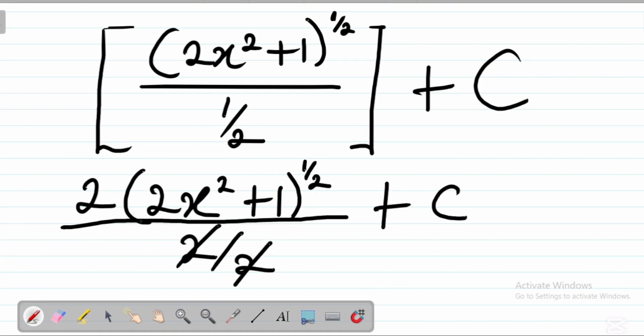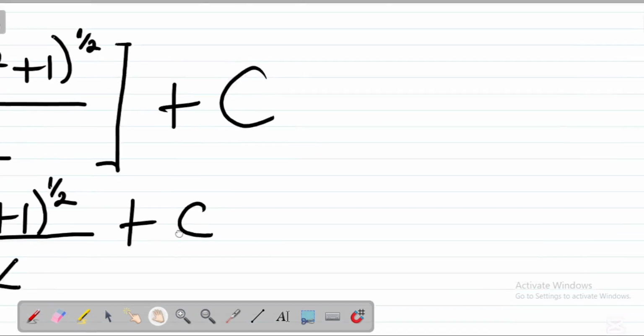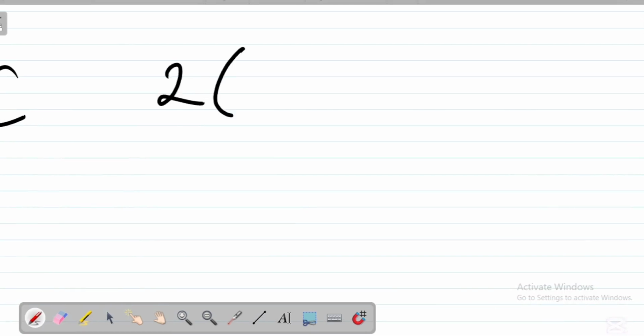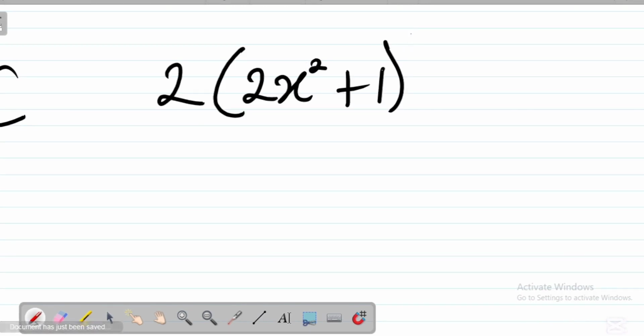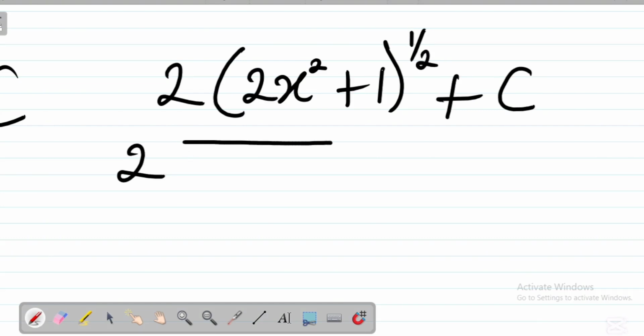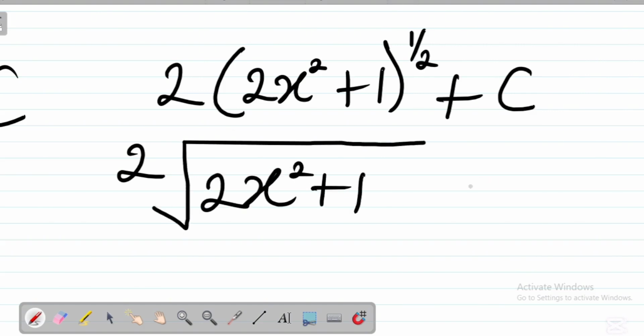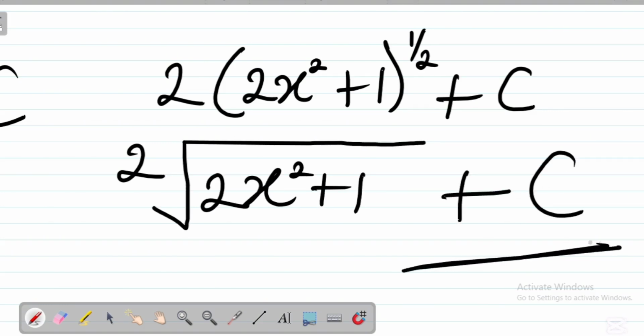2 cancels 2. So we are left with 2 open bracket 2x squared plus 1 raised to the power 1 all over 2 plus c. This can be written as 2 multiplied by square root of 2x squared plus 1, and then you attach your integration constant. This is our final answer.